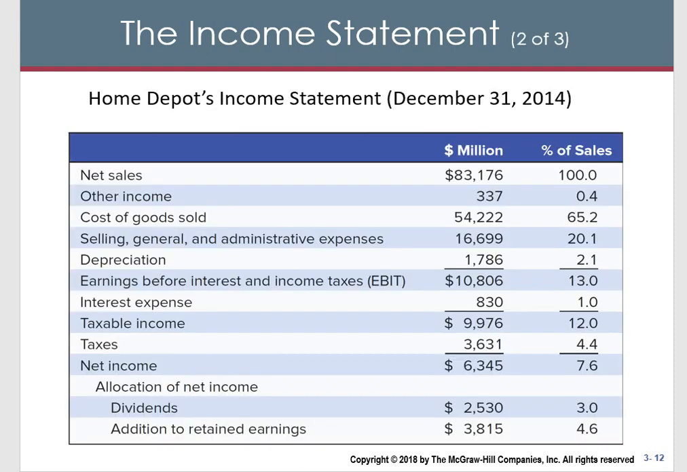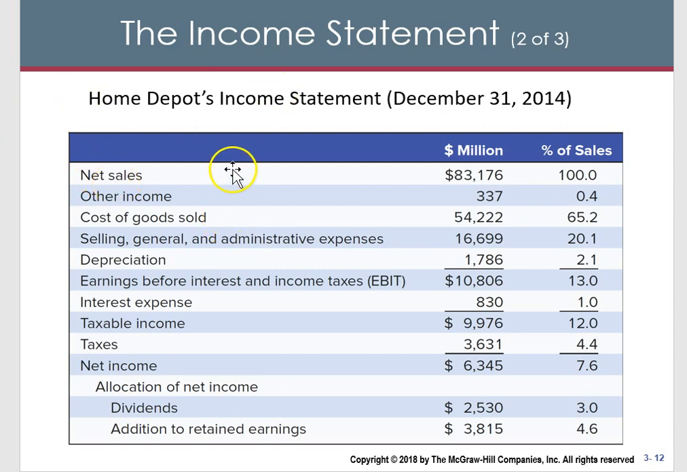Okay, let's turn to an example of an income statement for Home Depot for December 31st, 2014. Of course, the firm's income statement measures the firm's performance over a specified period of time. We have the income statement over here, and then we have, just like we did with the balance sheet, a common size income statement. Of course, all items of the income statement are expressed as a percentage of revenues.